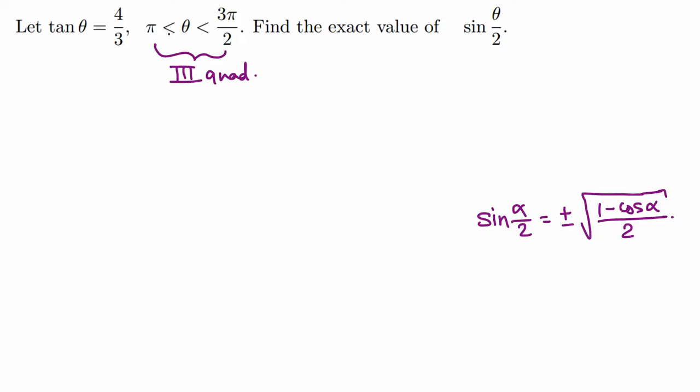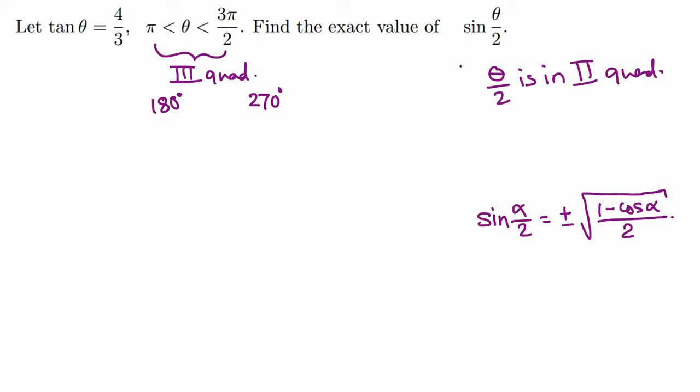So theta is in between 180 to 270. So theta over 2 means half of that theta, so 90 to 135, that means in the second quadrant. So sine theta over 2, the whole thing, theta over 2 will be in the second quadrant.